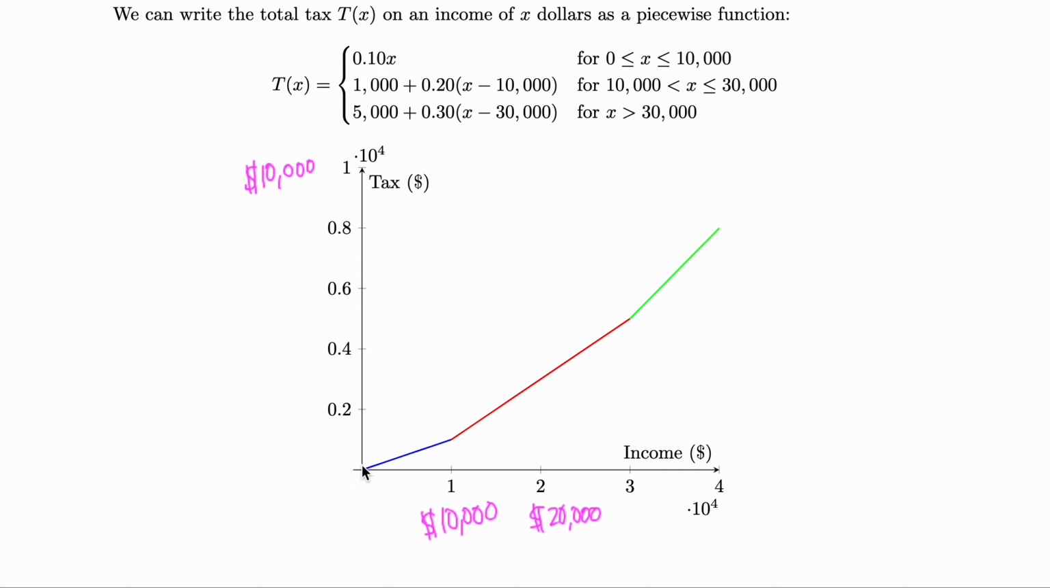And so again, you can see here the top function rule is in blue, the middle function rule is in red, and then the green function, which should also have an arrow, is our bottom function there, which would represent the tax paid on any income over $30,000.